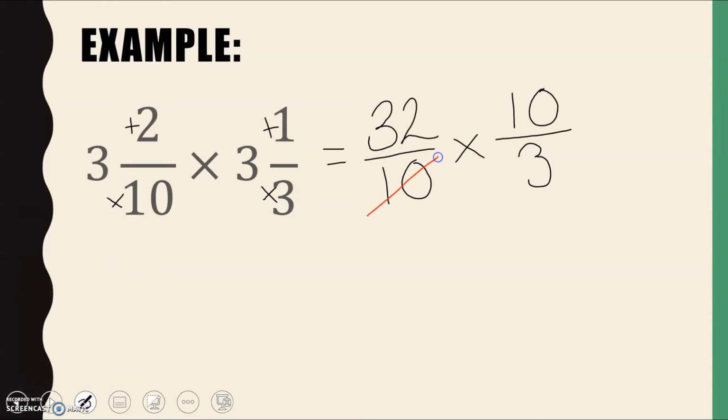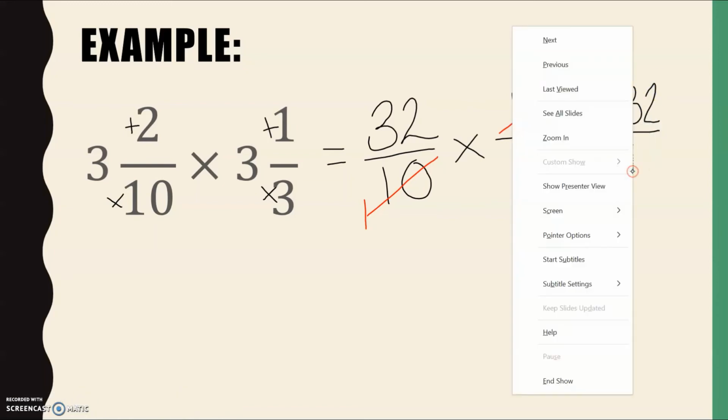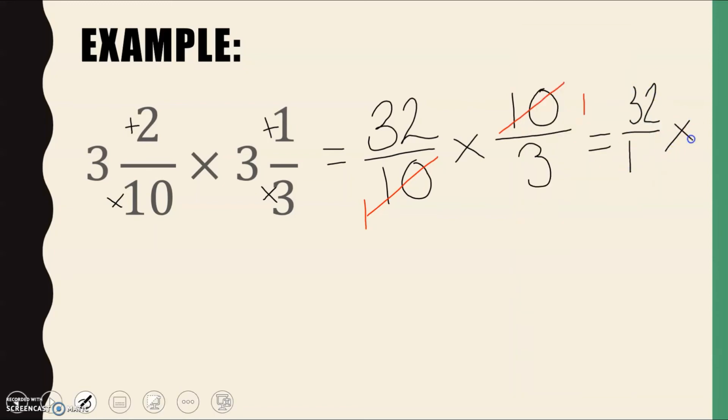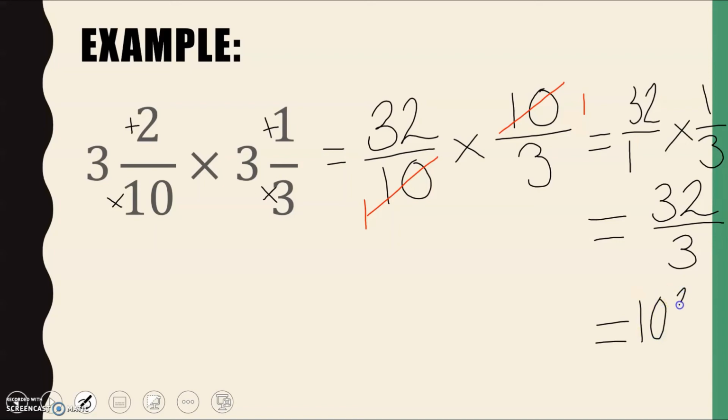I can simplify again. 10 and 10 are both in my 10 times table, so they would divide down to just 1. So that is going to give me 32/1 times by 1/3. And then we multiply top with top, so that's just 32, and bottom with bottom is just 3. I then think, how many times can 3 go into 32? Well, it can go in 10 times with 2 left over, so it is 10 2/3 for my final answer there.